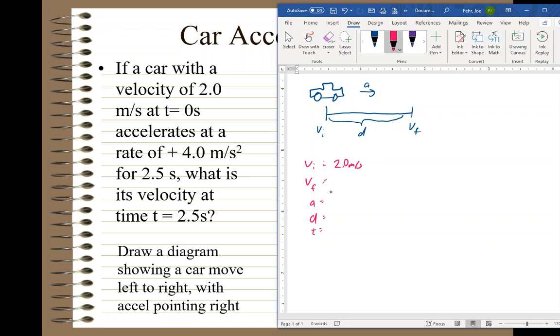And let's see, accelerates at 4. Okay, so that was very kind of it to say the actual acceleration is this. Lovely. And we're saying what is the velocity? So that's my question mark at 2.5 seconds. Lovely. Sounds to me like I don't care about displacement. So you think, what equation will I use?